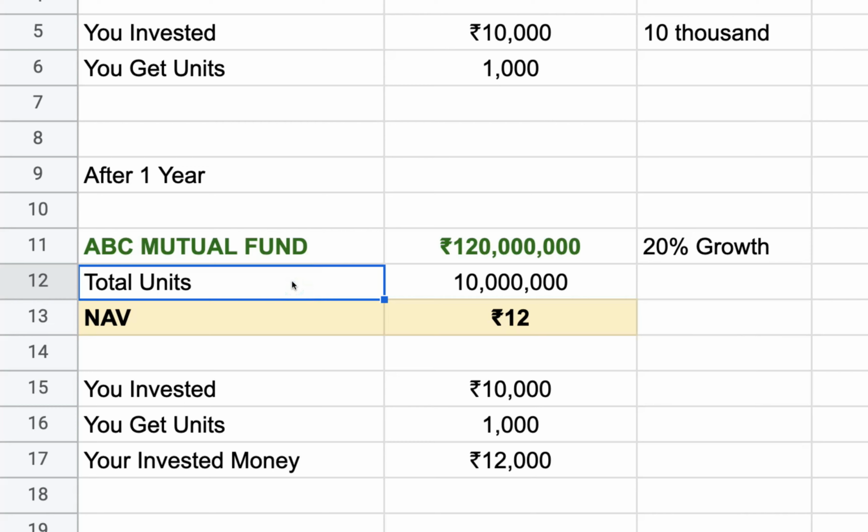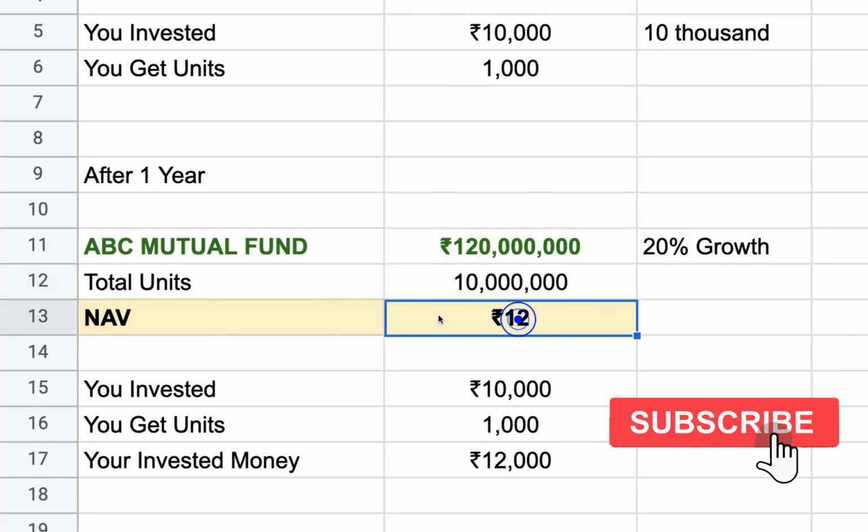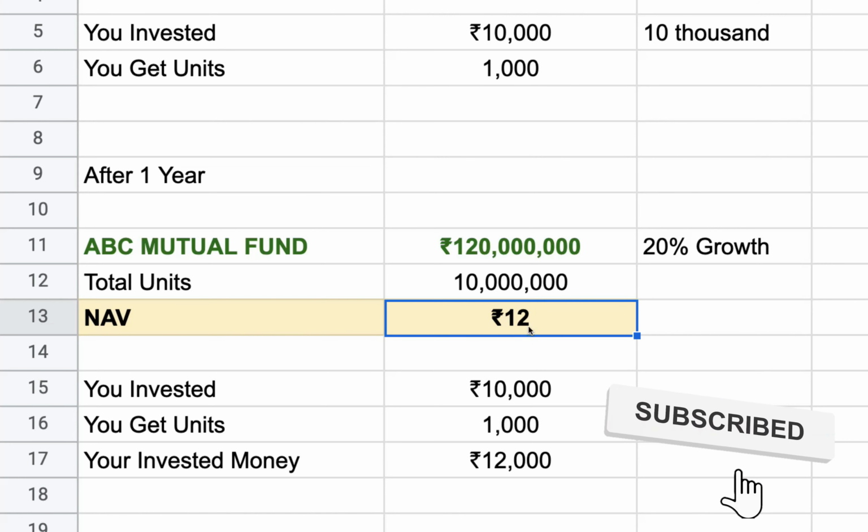So how many total units did they have? It has 1 crore units, which I already explained in the previous calculation. It got 1 crore units in the beginning. So now what is the NAV of that mutual fund? Now simply the NAV is 12, which is again an increase of 20%. How?